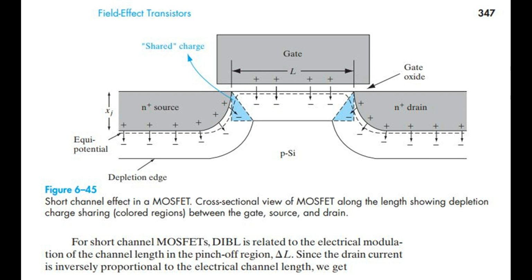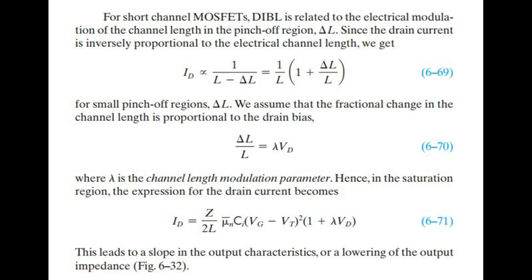Since the drain current is inversely proportional to the electrical channel length, we get the expression for small pinch-off regions, ΔL. We assume that the fractional change in the channel length is proportional to the drain bias, where λ is the channel length modulation parameter. Hence, in the saturation region, the expression for the drain current becomes this. This leads to a slope in the output characteristics, or a lowering of the output impedance, Fig 632.